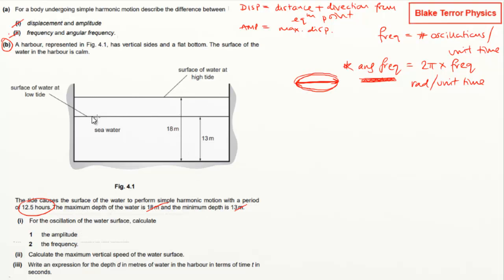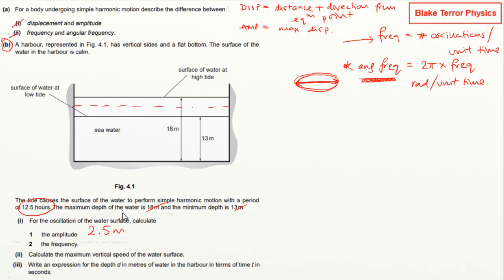Right, well, if that's the high and low, then the equilibrium, our midpoint, is by definition in the middle. So the amplitude is going to be half of the distance between high and low. So it's going to be 2.5 meters because we've got a 5 meter difference between maximum and minimum. So half of that is 2.5. The frequency, well, you can write this in different ways. As we've set up here, we've got frequency as a number of oscillations per unit time.